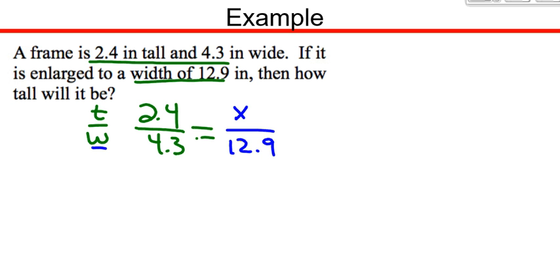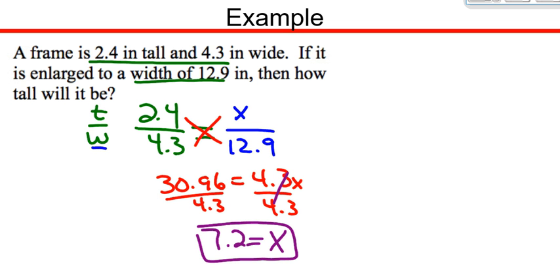So again, you're cross multiplying. And go ahead and pull out your calculator and solve that. Okay, so according to my calculations, x is equal to 7.2. So the height of the frame would be 7.2 inches, because we're talking about inches here. Okay, so x equals 7.2 inches.